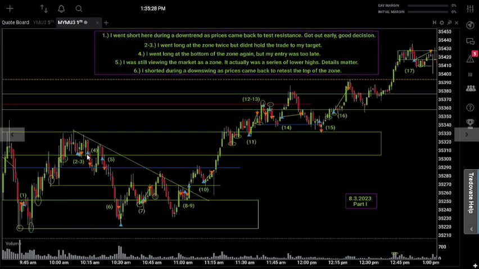If it didn't work before on previous days, don't think that this is the day where it's going to work out for you. Doing the same thing is more than likely going to get you the same results. So always remember that. So if we read the notes on trade 4, I went long at the bottom of the zone again, but my entry was just too late. And when it comes down to this rule, that's usually what it is. You have a late entry for a move that already happened.